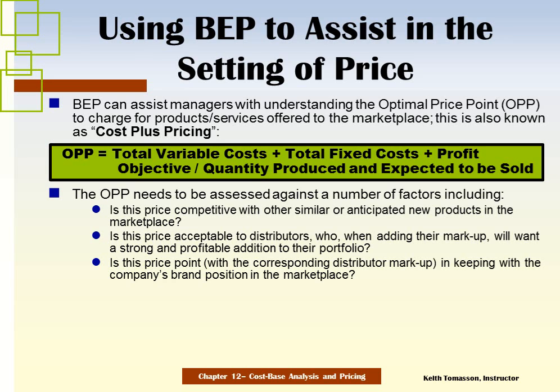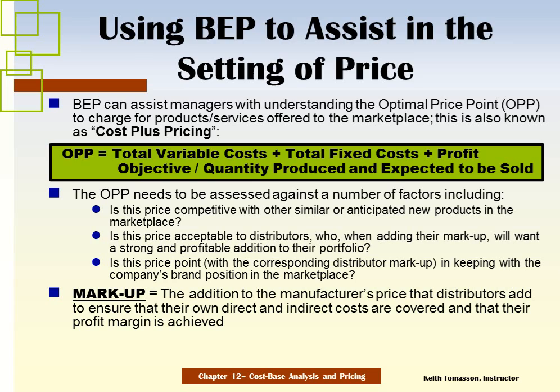So to determine the optimum price point, we need to consider other factors as well. For instance, is that price competitive with other similar products that have been introduced by our competitors in the marketplace? Is it acceptable to the distributors who we will rely on to distribute our product to the customers? And when the distributors add their markup, will the price be accepted by our customers? And is that final price point for customers in agreement with our brand position and what we want to achieve in the marketplace?